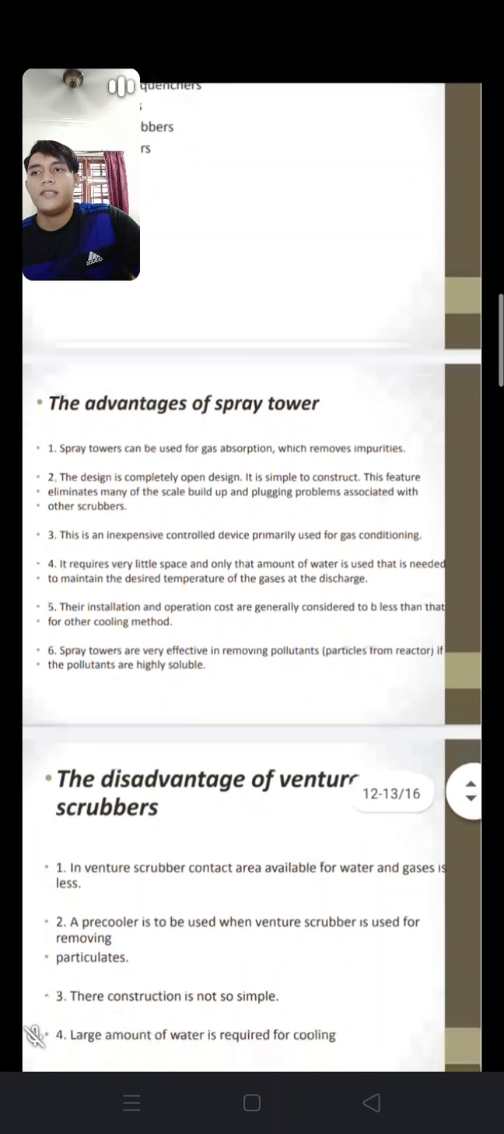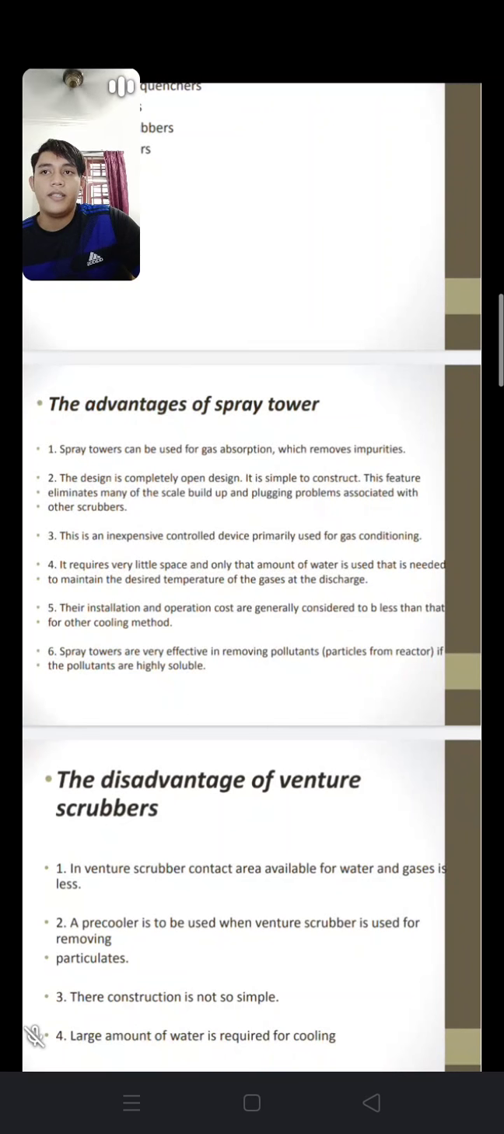It requires very little space and only the amount of water is used that is needed to maintain the desired temperature of the gases at the discharge. Their installation and operation costs are generally considered to be less than for other cooling method. Spray tower are very effective in removing pollution, particularly from reactor if the pollution are highly soluble.